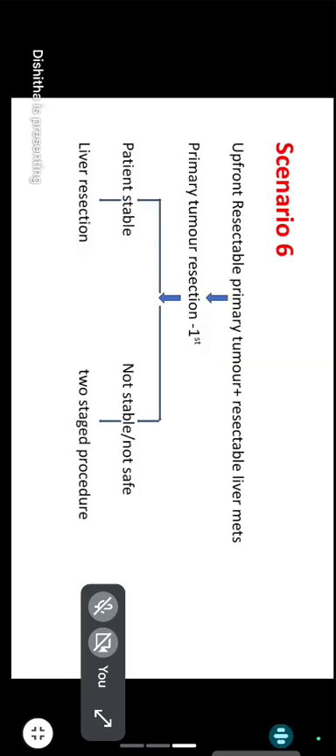There is an upfront resectable primary tumor and also a resectable liver mets. So in that case, we do the primary tumor resection first. At the same time, if the patient is a stable, fit patient, then we can do liver resection in the same sitting. If the patient is not a fit patient, then we can do it as a two-stage procedure.